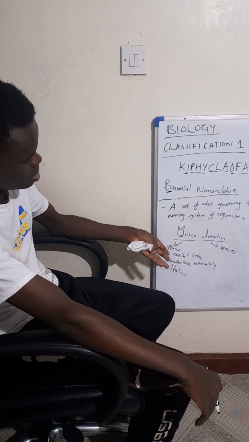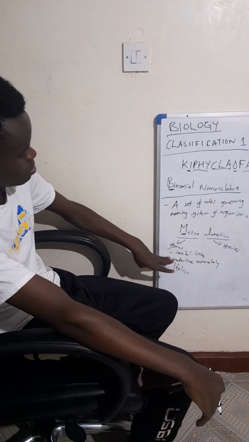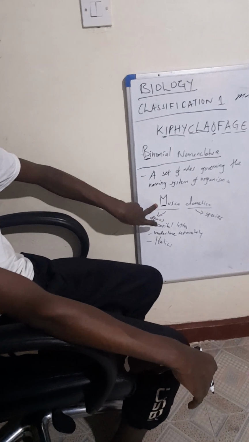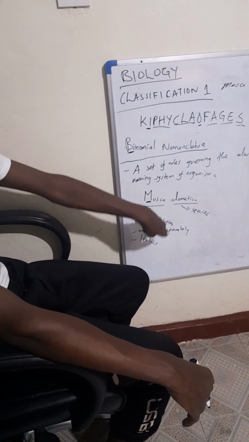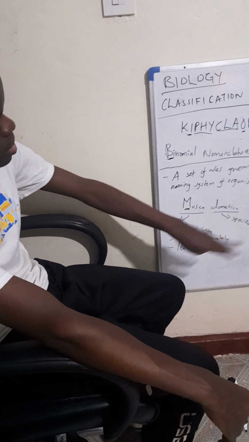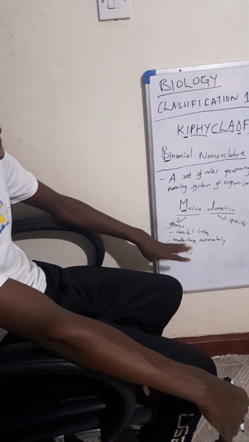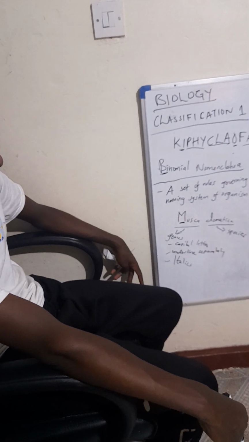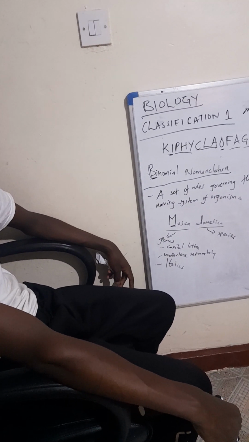So Musca domestica: genus name, species name. The first letter of the generic name is a capital letter, the rest are in small letters, they are underlined separately, and in italics when typed. That's all about binomial nomenclature.